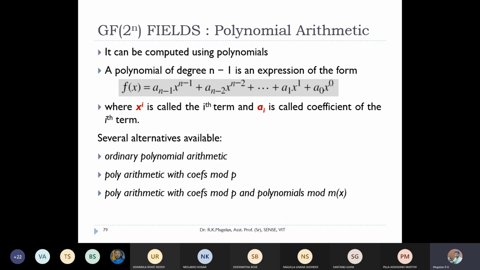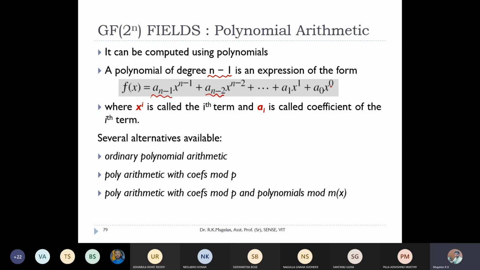So what is this polynomial arithmetic? It will be represented using a variable called x, which will be raised to degrees from 0 to n minus 1. So n minus 1 denotes the highest degree and the lowest degree is 0. Similarly, you'll have your coefficients starting from a n minus 1 to a naught. So based on this polynomial arithmetic only, we are going to represent the binary bits, and this polynomial arithmetic will be put into the mathematical operation, and the final output will again be reconstructed into binary bits.